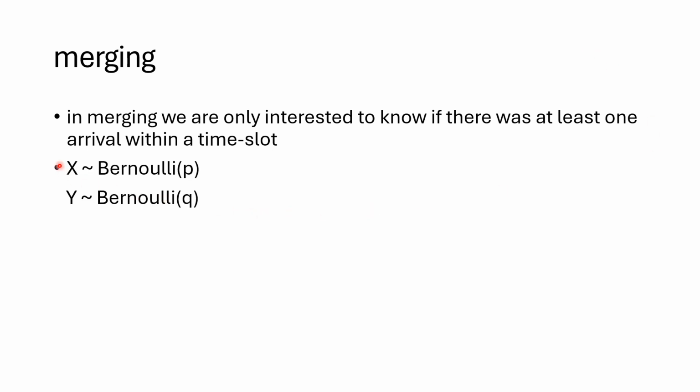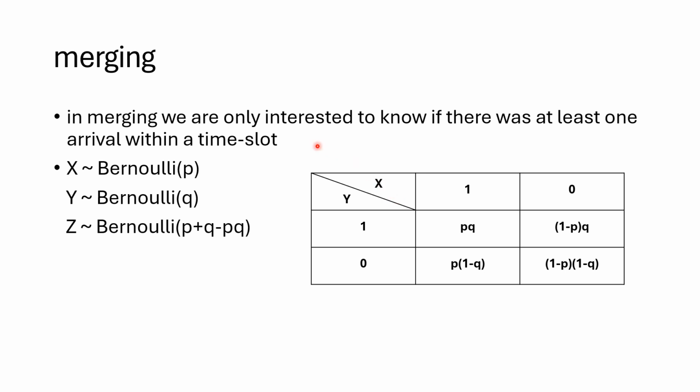For example, here are two Bernoulli processes. And if we merge these two processes, we will get this. To get this probability, note that in merging we must have at least one success, so either X succeeds or Y succeeds. So we add this probability and this probability and this probability. So we get the probability P plus Q minus P times Q.